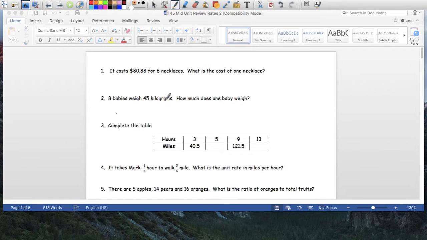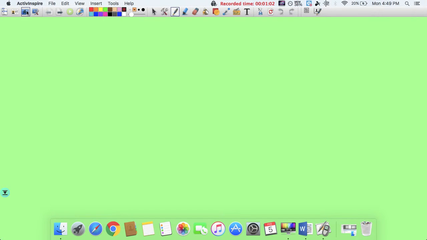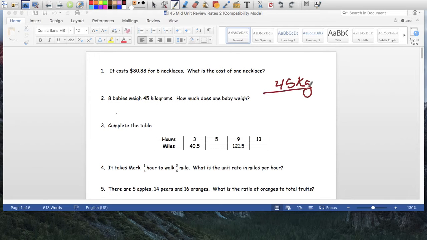8 babies weigh 45 kilograms. How much does one baby weigh? So, 8 bebés pesan 45 kilogramos, so 45 kilograms. Make sure this is recording. Yeah, it is. 45 kilograms for 8 babies.